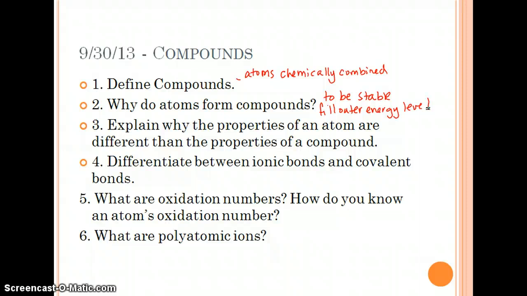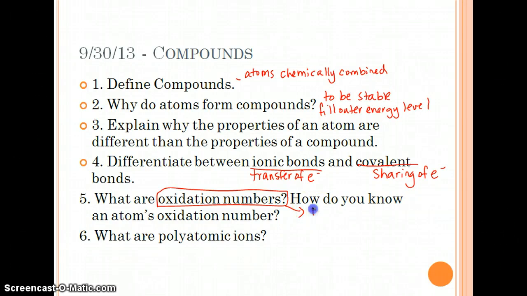Differentiate between ionic bonds and covalent. So ionic is a transfer of electrons, and covalent is a sharing of electrons. What are oxidation numbers? Oxidation numbers tell us the number of electrons that are given away or taken in an ionic bond.